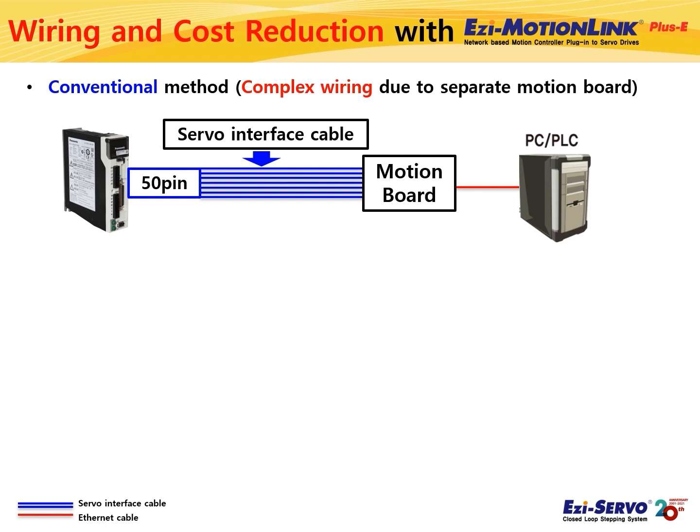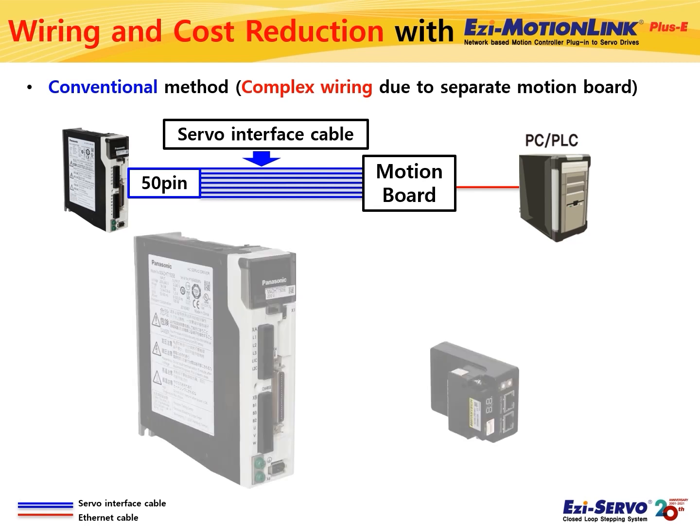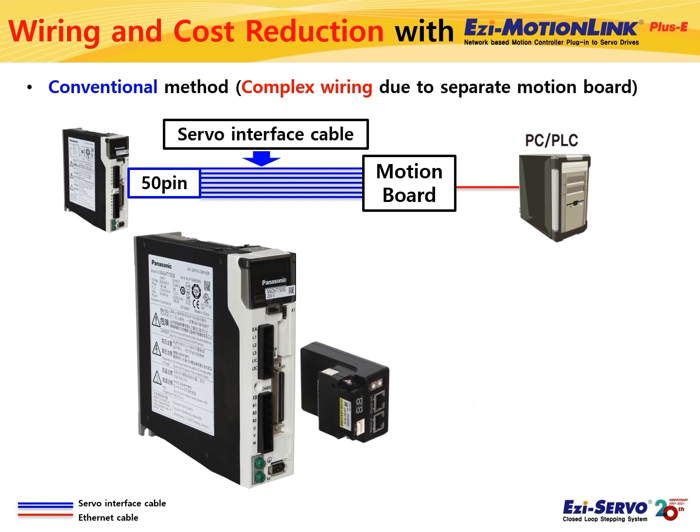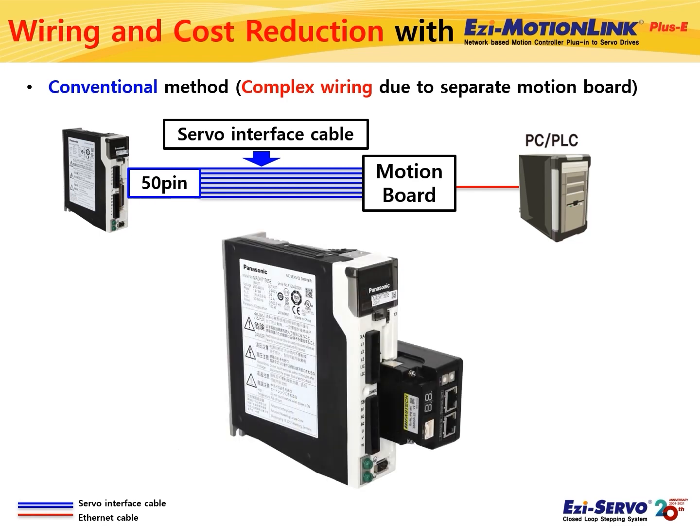Ezi-MOTIONLINK Plus E is an Ethernet Type 1-axis motion controller that can be used by plugging it into the interface connector of the AC servo drive. As you can see, for example, there is a Panasonic AC servo drive. MOTIONLINK can be directly attached to the servo interface connector of this Panasonic AC servo drive.